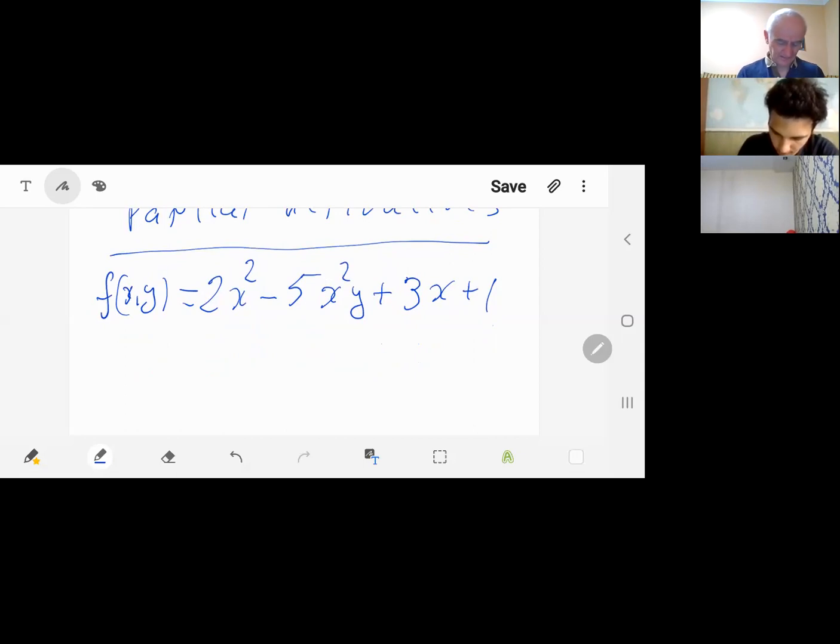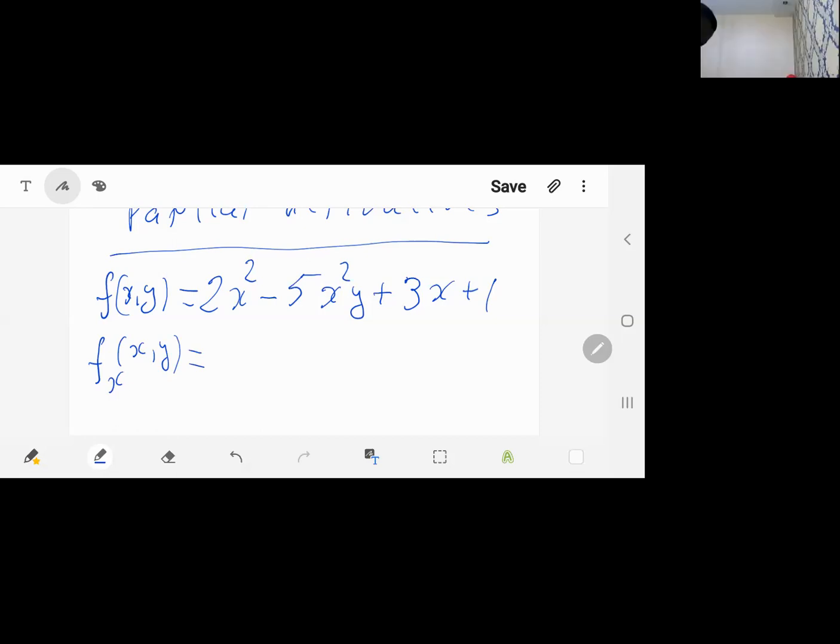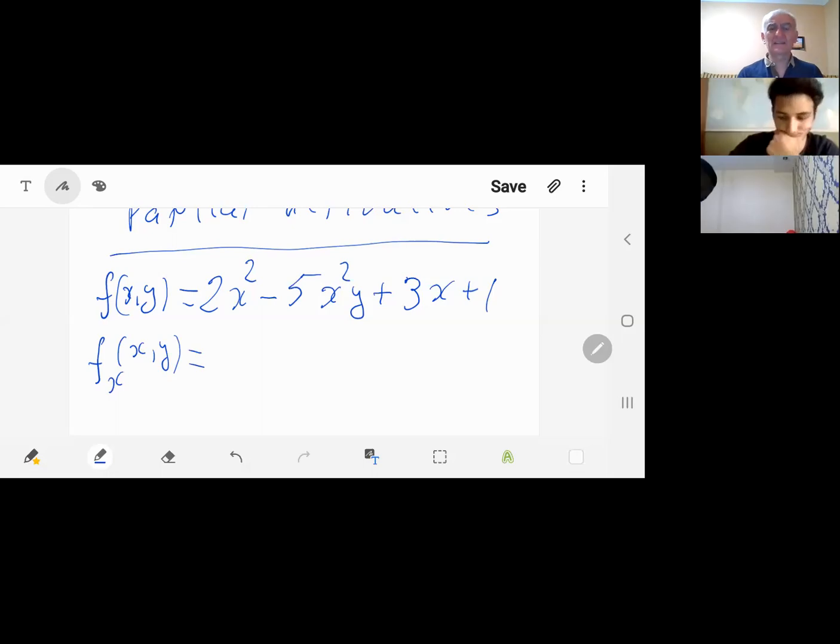So first, let's find partial derivative respect x. Partial derivative respect x, it means that y is constant and x is variable. So Muhammad, what is derivative of 2x squared? It's 4x. Okay.